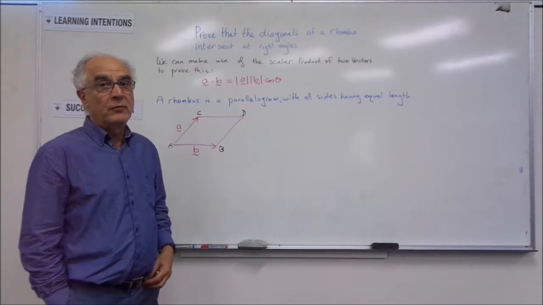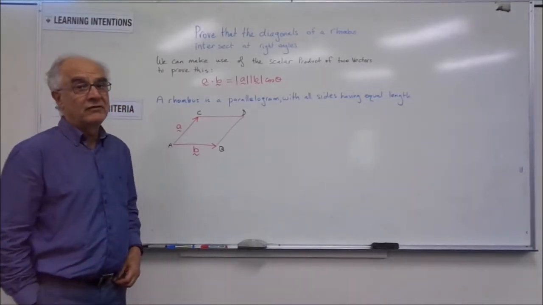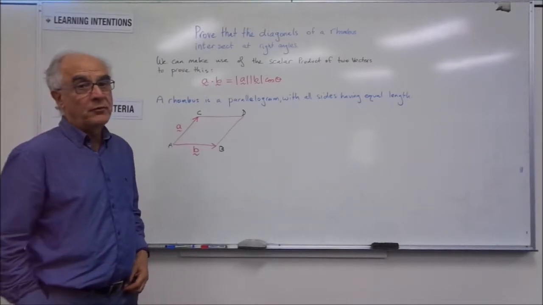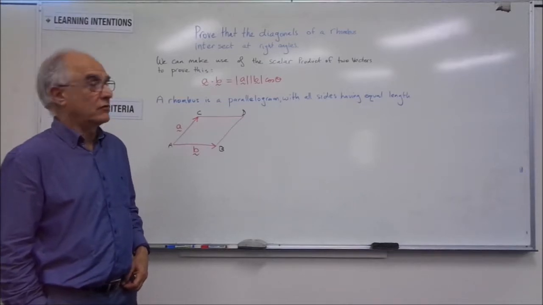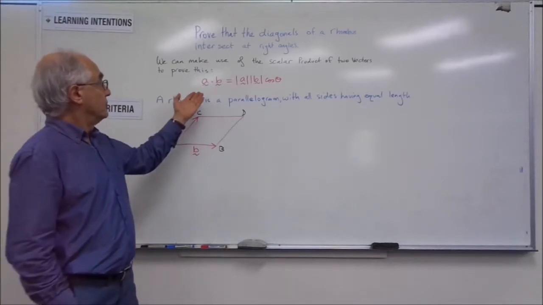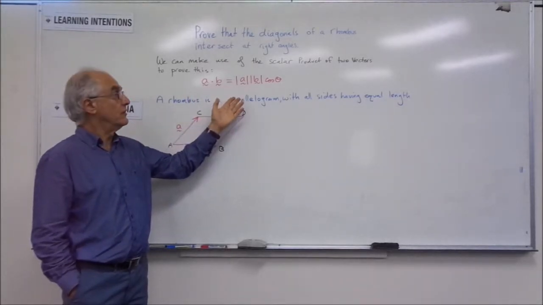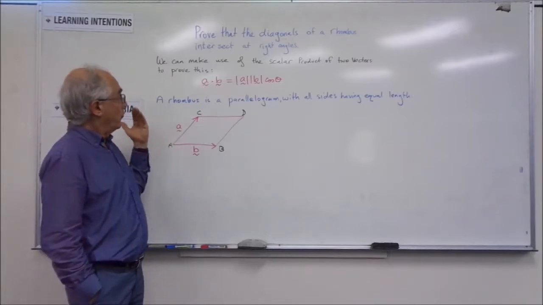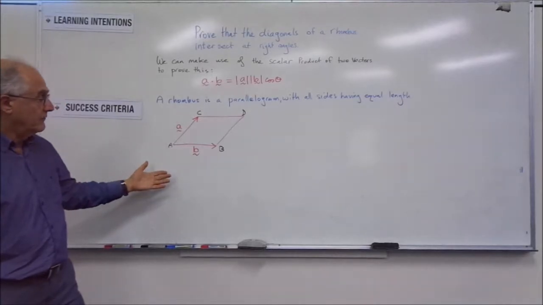Let's make use of the properties of vectors to prove that the diagonals of a rhombus intersect at right angles. A particular property of vectors, the scalar product, is useful in this regard. The scalar product of two vectors A and B is A dot B equals the magnitude of A times the magnitude of B times the cosine of the angle between them. And a rhombus is a parallelogram with all sides having equal length.